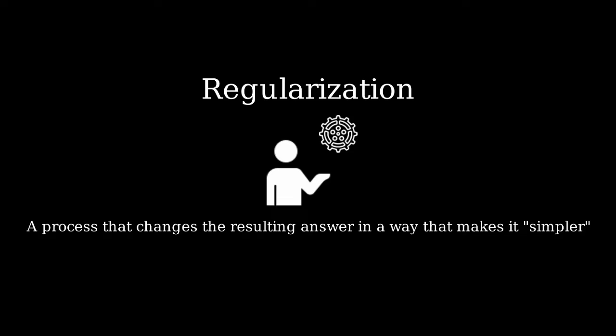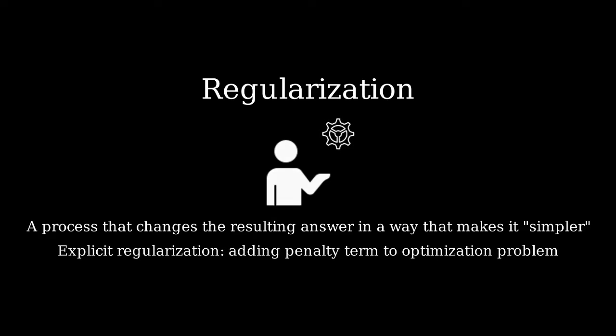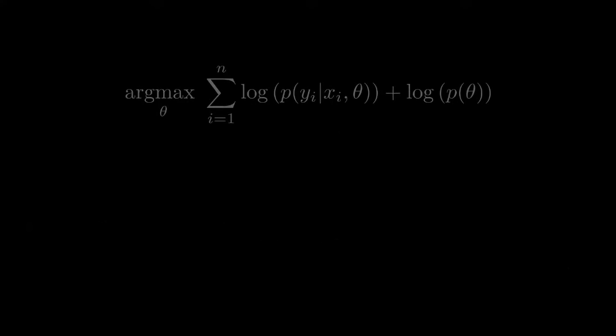A distinction is made between two different high-level forms of regularization, explicit and implicit regularization. Explicit regularization directly adds in an extra penalty term to the optimization problem, whereas implicit regularization is any other method of making the solution simpler without the addition of a penalty term. In this video, we will only discuss explicit regularization.